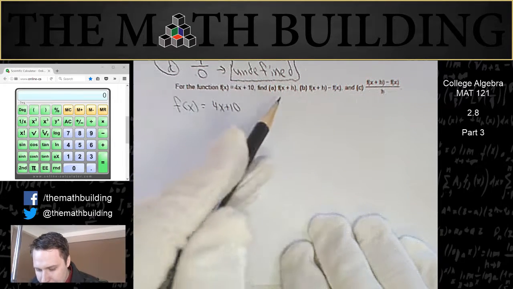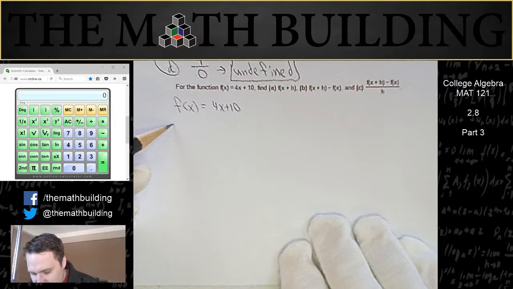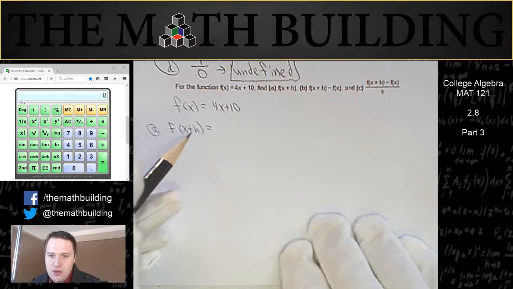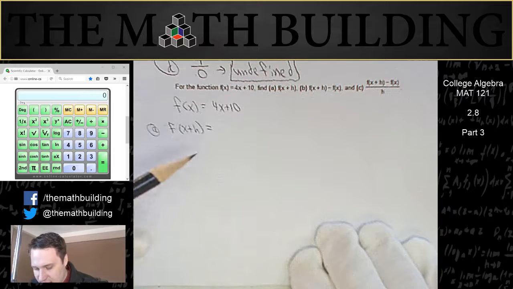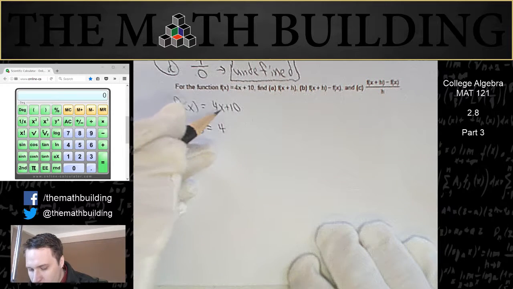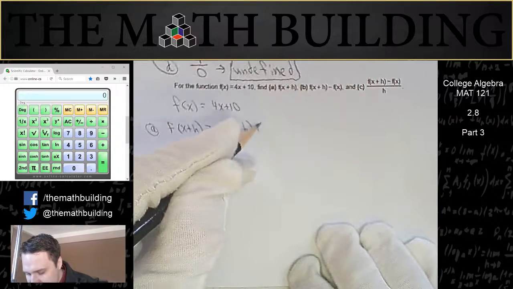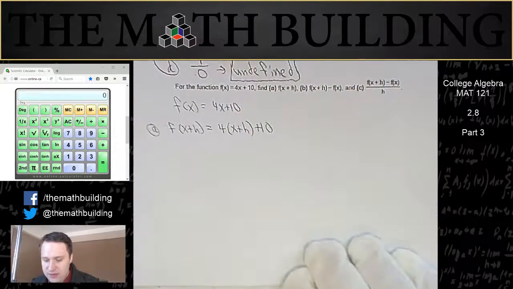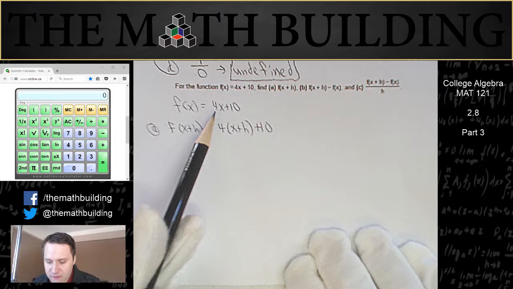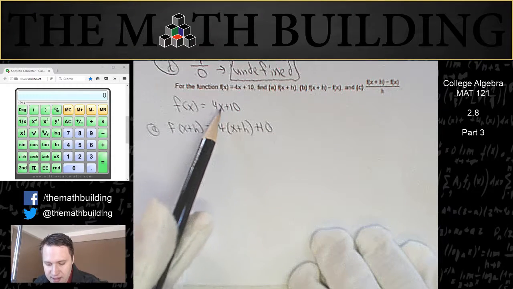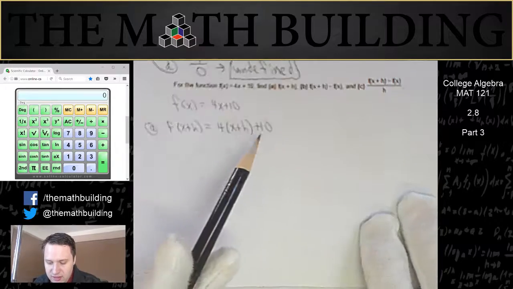So let's see what f of x plus h would be. This is part A. F of x plus h. What this means is every time you see an x, replace it with x plus h. So we write the 4, and then we replace x with x plus h. And everything else in the function stays the same. So that's 4 times x plus h plus 10. We replaced x with x plus h. Everything else stayed the same.